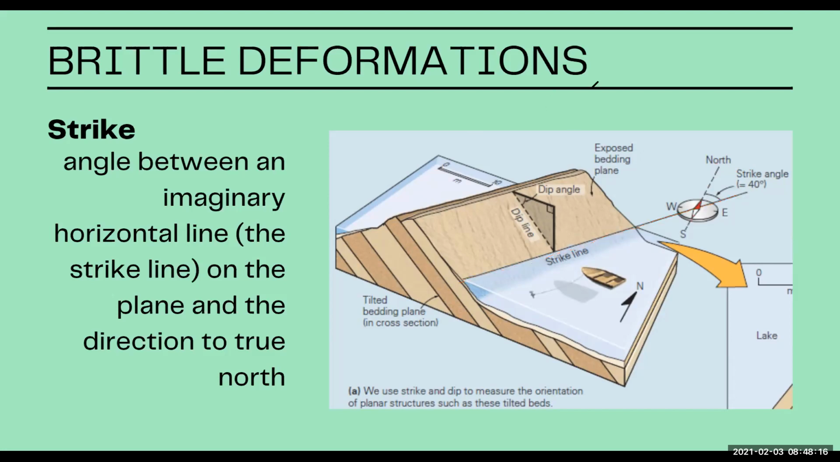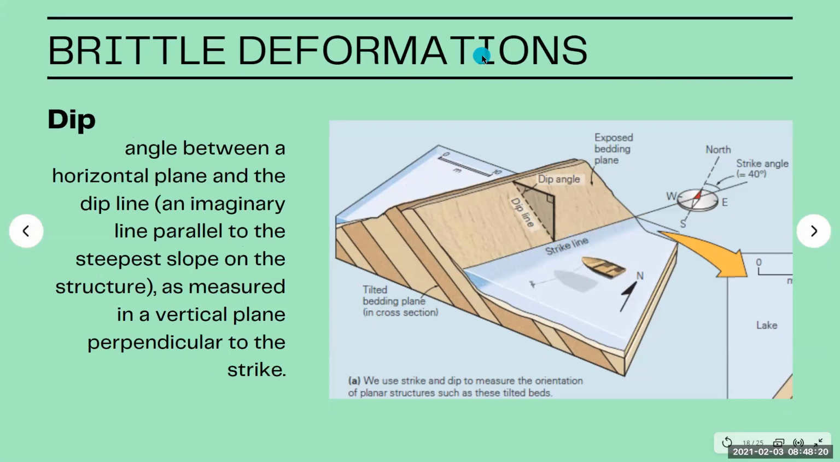While yung dip naman, on the other hand, the dip is the angle between a horizontal plane again and the dip line, an imaginary line parallel to the steepest slope on the structure. So ito naman involve yung slope or yung pinaka matarik na slope dun sa structure. Kung ano yung highest or yung steepest na slope dun sa structure, yun yung i-consider mo dun. So, as measured in a vertical plane perpendicular to the strike. Sabi kung paano mo siya mame-measure is perpendicular doon sa strike. So, ito yung magiging angle niya.